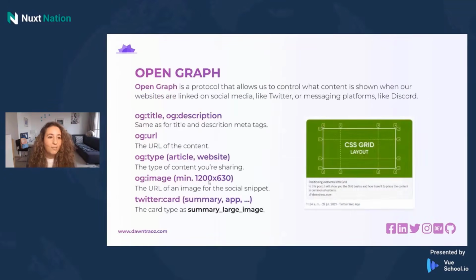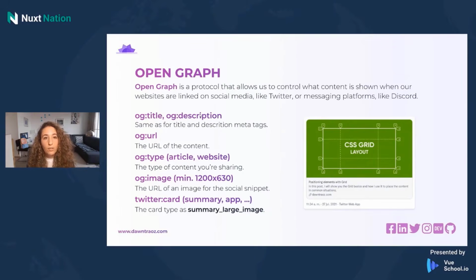That's it. And then when we have these meta tags in our head, the first thing that we need to add is also the Open Graph, because Open Graph is a different protocol that allows us to control what content is shown when our websites are linked on social media like Twitter, LinkedIn, or wherever, or messaging platforms like Discord, Slack. When you share the link, you see this awesome card that you can see in the image in the right. And that's why, because we added the Open Graph to our meta tags.